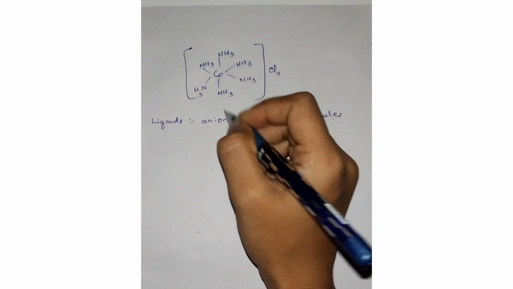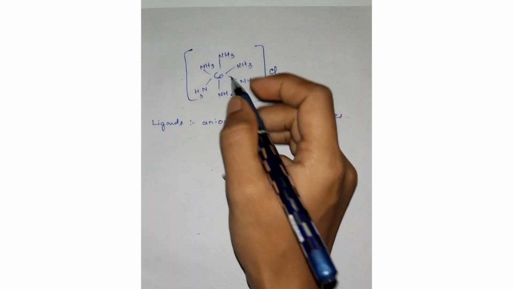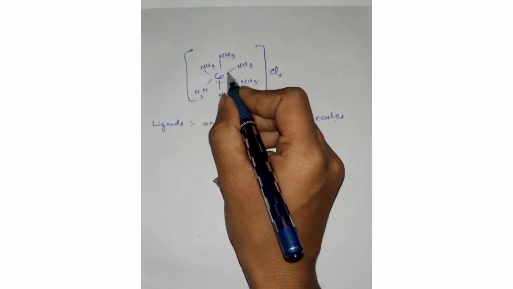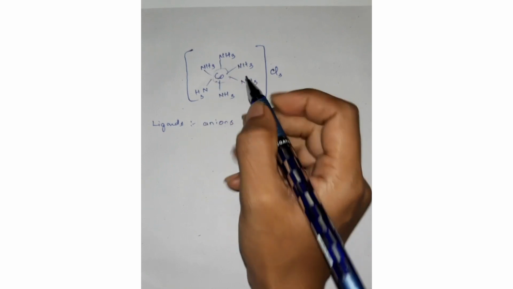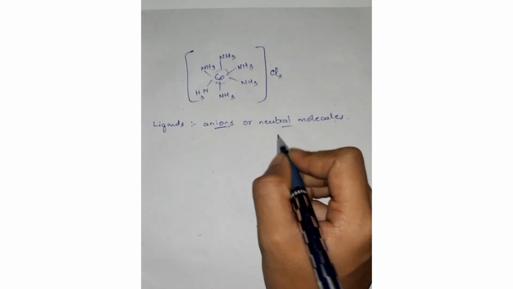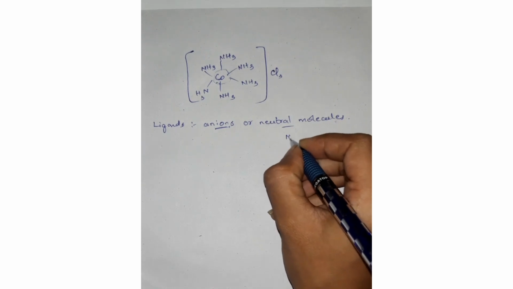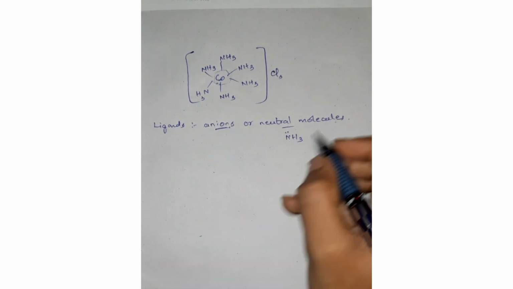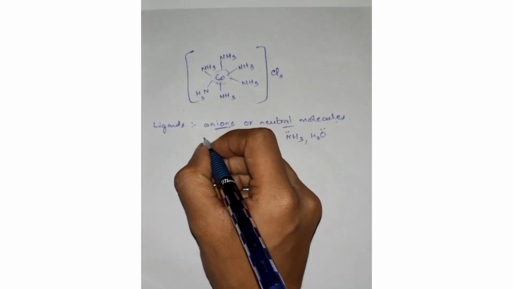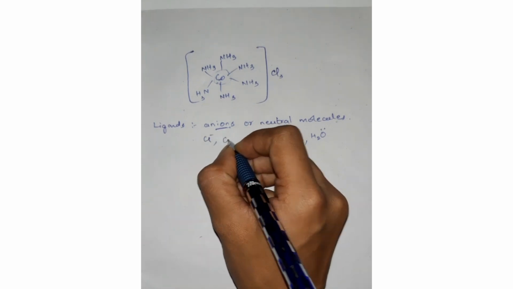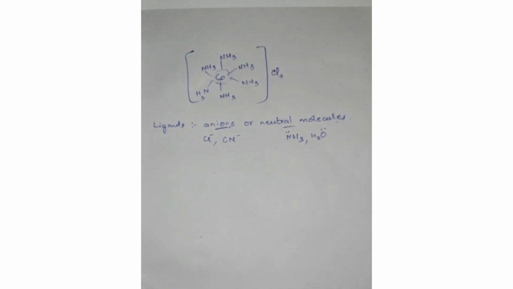So before we learn Werner's postulates, let us go through the structure of coordination compounds. This is an example of a coordination compound. As I said, a coordination compound will contain a metal atom at the center, which will be surrounded by ligands. These ligands can be anions or neutral molecules. In this example, NH3 is a ligand, which is a neutral molecule. It has lone pairs in it. Another example can be H2O, a neutral molecule. In case of anions, it can be Cl minus or CN minus.